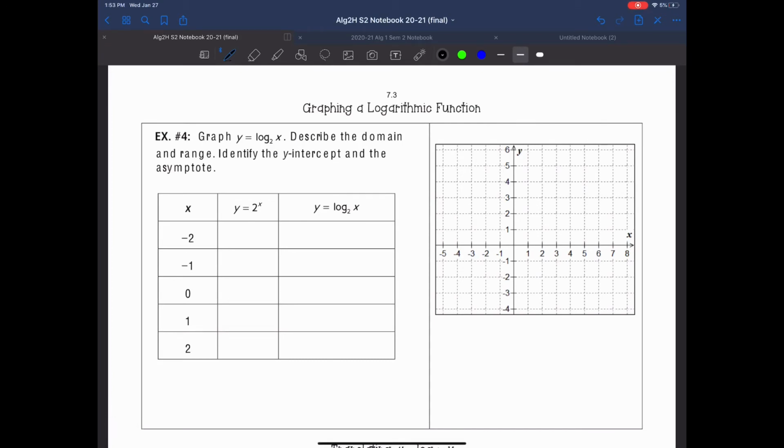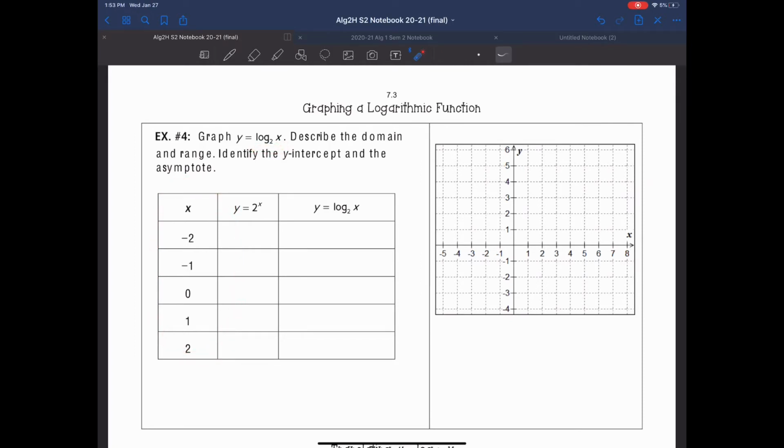All right, let's go ahead and move on to the next page where we are going to explore the graphs of logarithm functions. So, example number 4, graph y equals log base 2 of x. Then we're going to describe the domain and range and identify the y-intercept and the asymptote. First of all, we have all these x values that I'm going to plug into my function, which is log base 2 of x.